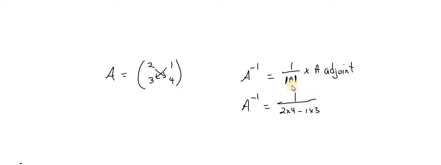All right, so this part down here is called the determinant of A. So that's what we just worked out here a while ago. 2 times 4 minus what? 1 times 3. So we just write that down there. And then we're going to multiply that now by a 2 by 2 matrix, the A adjoint matrix. A adjoint, you find that by doing this.